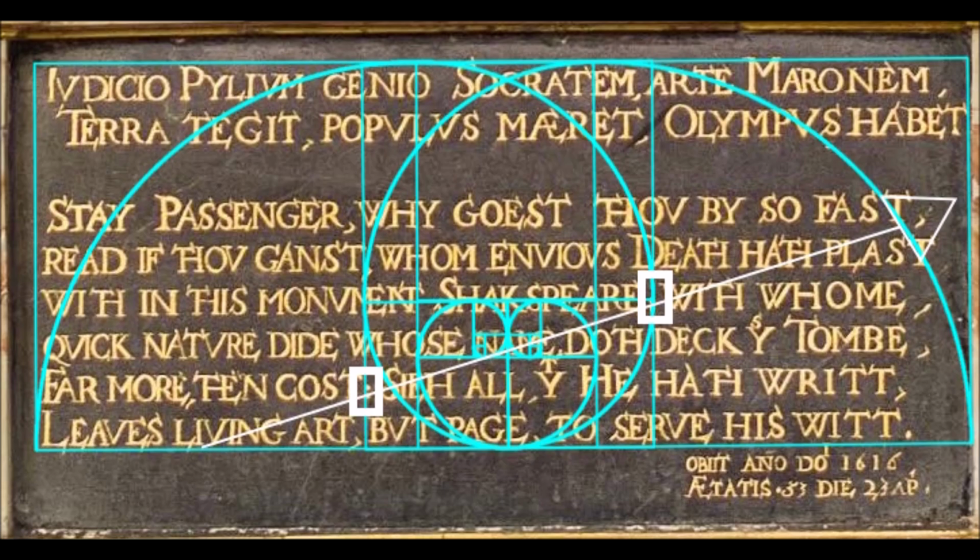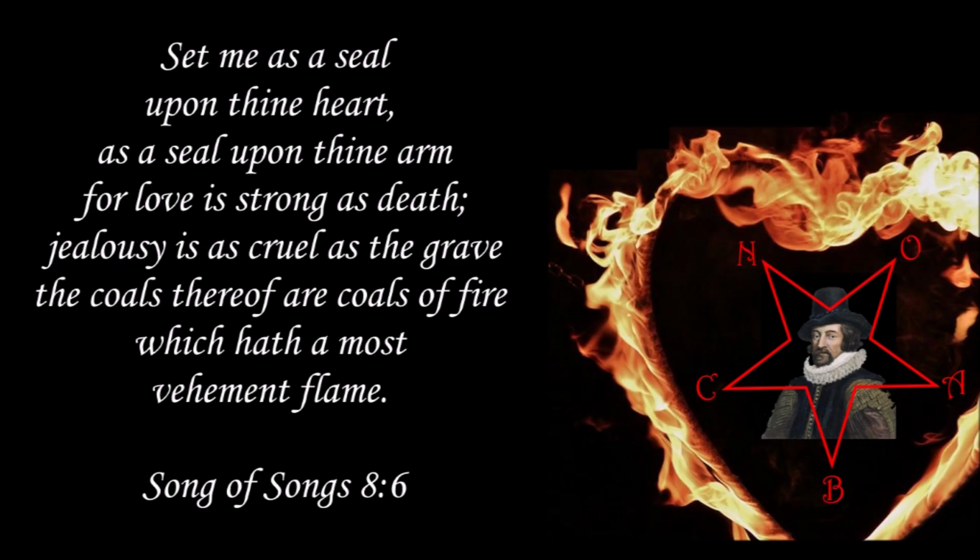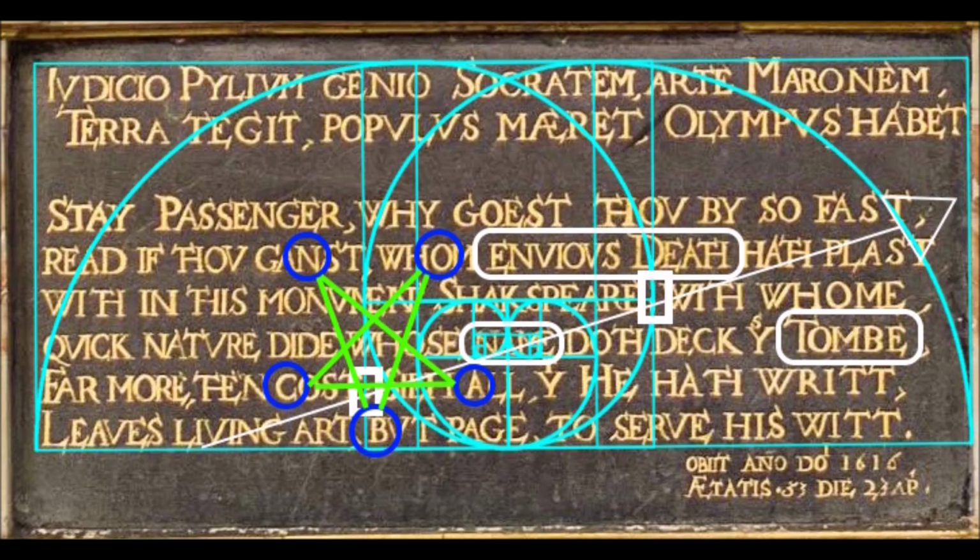Well, how about we take it further here? We look at the tone of the text. We have envious, we have death, we have a tomb, we have a name on a heart. Well, something jumped out at me. I remembered the Song of Solomon, the Song of Songs, had something similar to this. "Set me as a seal upon thine heart, as a seal upon thine arm, for love is strong as death. Jealousy is as cruel as the grave, the coals thereof are coals of fire, which hath a most vehement flame." Song of Songs 8:6.